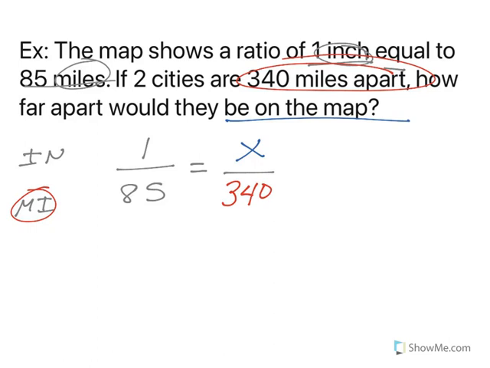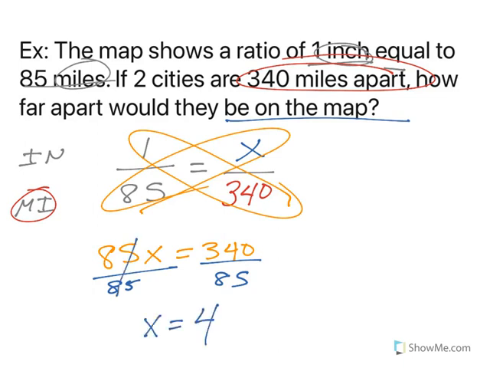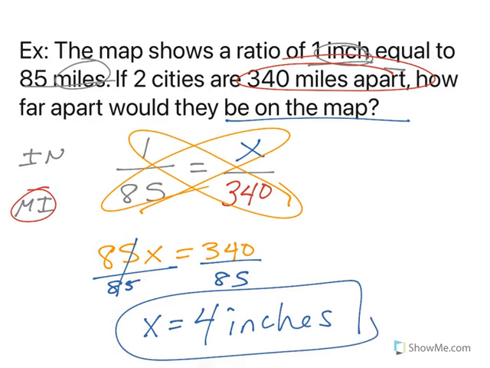Now that we've set up our proportion, we can cross multiply. So 85 times x is 85x. 340 times 1 is 340. Now to get x by itself, we are going to divide both sides by the coefficient of x, which is 85, because 85 divided by 85 is 1. So I get 1x equals 4, and it comes out nicely. So in this case, the two cities would be 4 inches apart on the map.